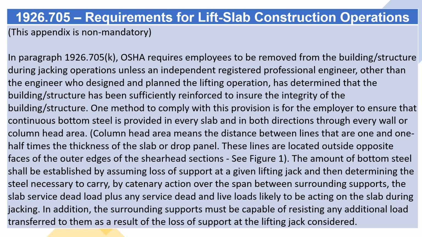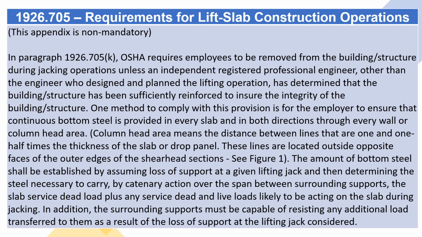One method to comply with this provision is for the employer to ensure that continuous bottom steel is provided in every slab and in both directions through every wall or column head area. Column head area means the distance between lines that are 1 1/2 times the thickness of the slab or drop panel. These lines are located outside opposite faces of the outer edges of the shear head sections, see Figure 1.